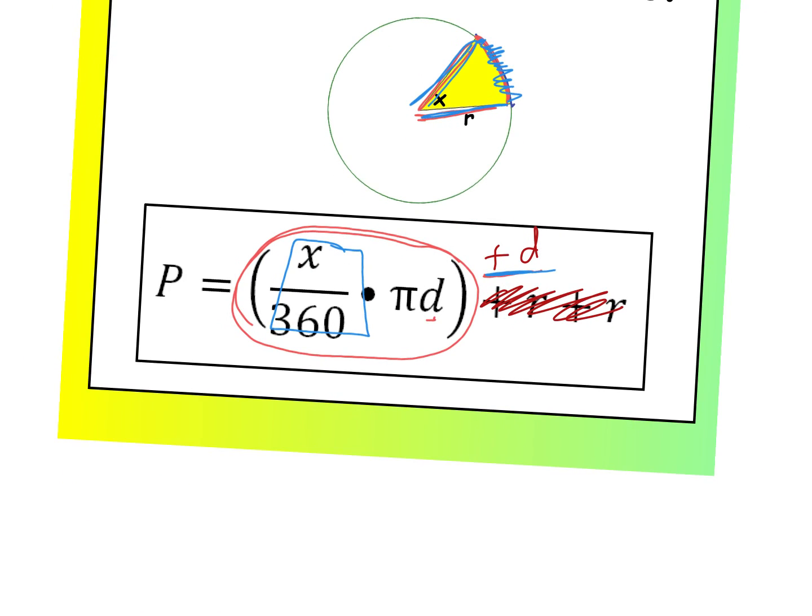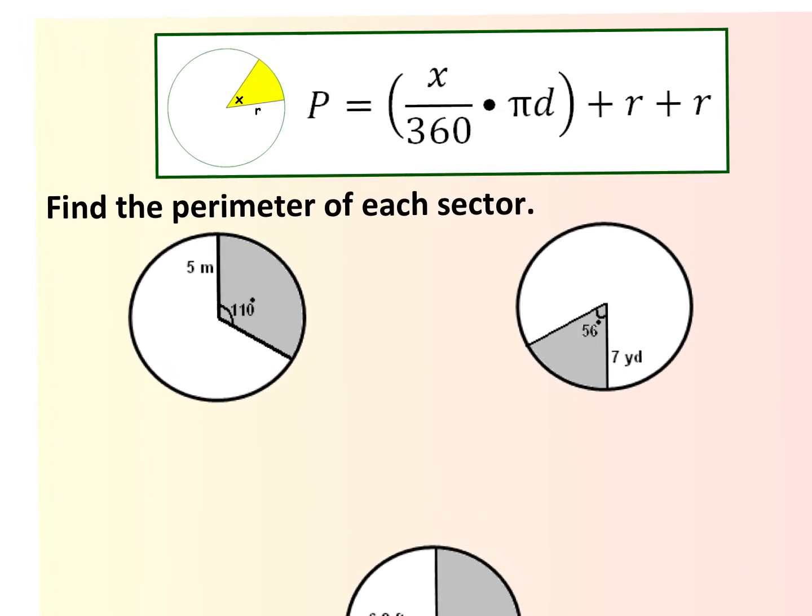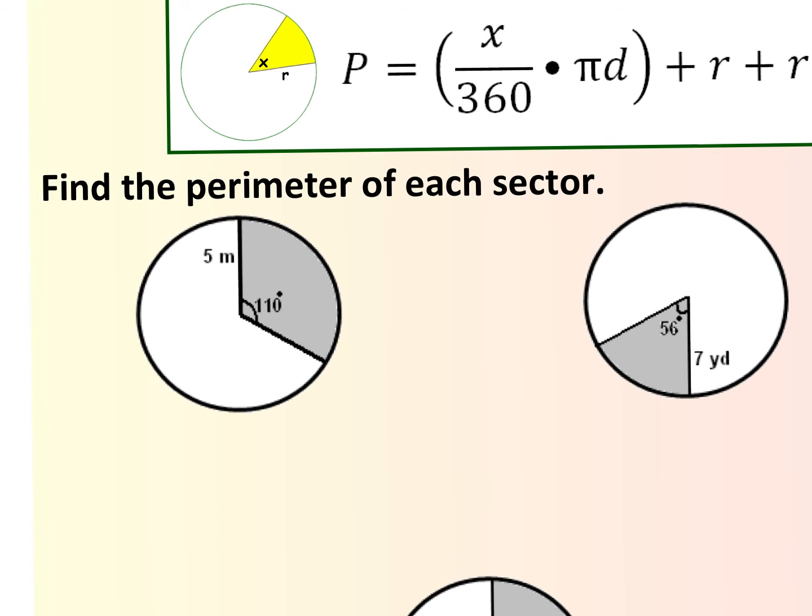So we're going to go ahead and try it. Got a couple examples here on the next page. So write out the formula every time. Make sure you have all your pieces. So P equals x over 360 times pi times diameter. And then, like I said, we're actually going to just do plus diameter at the end because you're adding your radius twice.